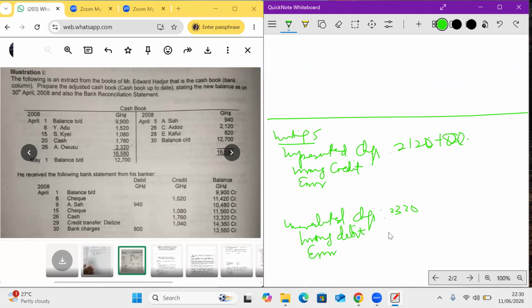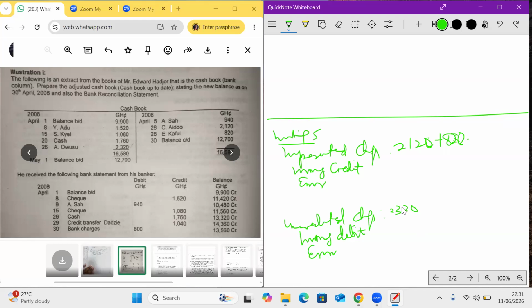940 is there. 2,120 is not there. No, no. We come to the debit of the bank statement. Look at the figure there and compare. If it's not there, don't speak about it. So 940 is on the debit side. Is it on the credit side of the cash book? Yeah. Move on to the next figure.